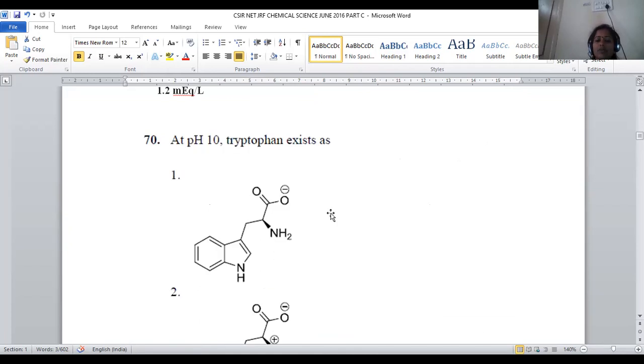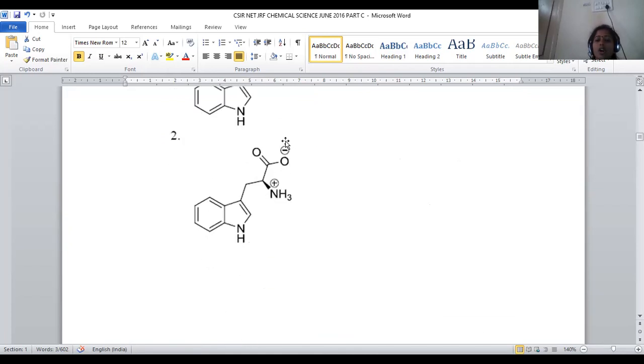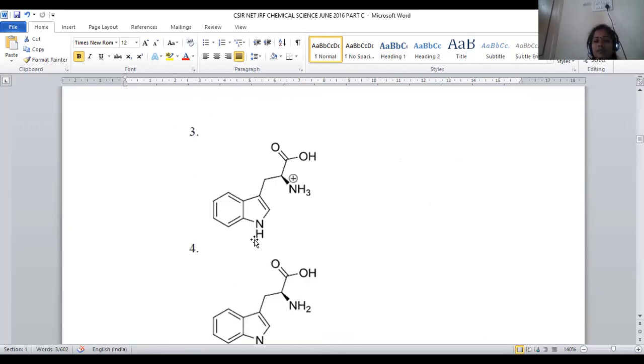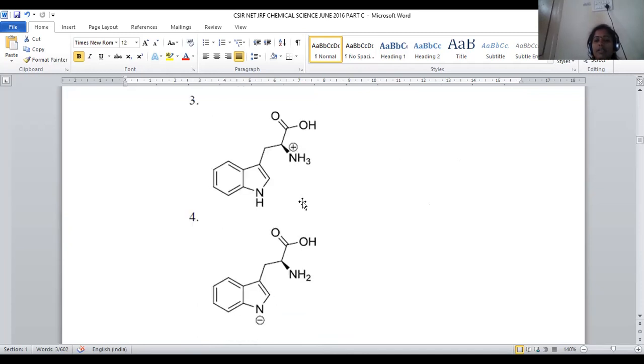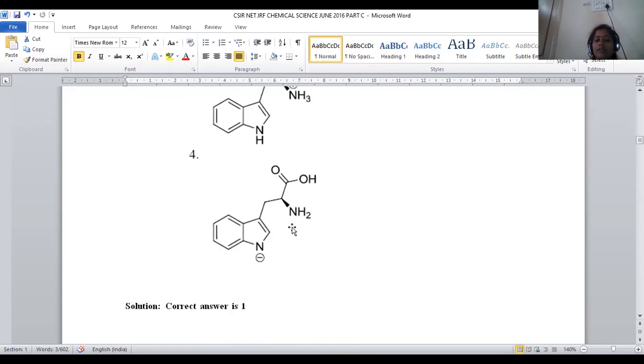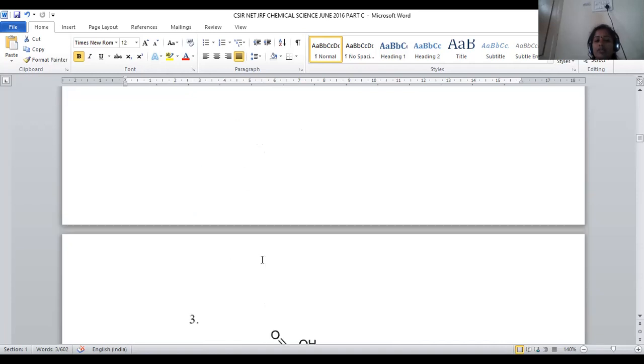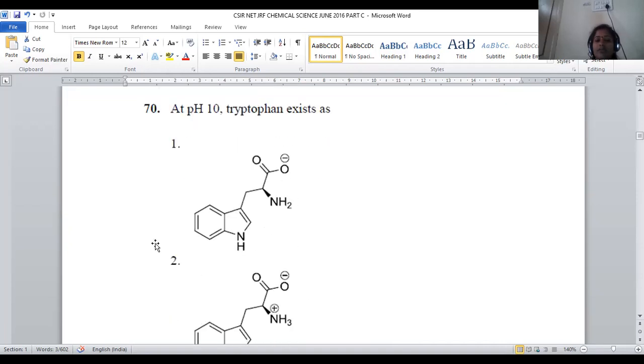Carboxylate anion is represented in which form? Only in the option number 1 it is given. Option 2, dipolar ion is given. This is a Zwitter ion. At isoelectric point only this will be possible. In the third form, nothing is eliminated. This is also protonated. So under basic condition, protonation may not be possible. Here they removed hydrogen from indole. This is also not correct. Only the satisfying option will be option number 1. For question number 70, option number 1 will be the correct answer, right?